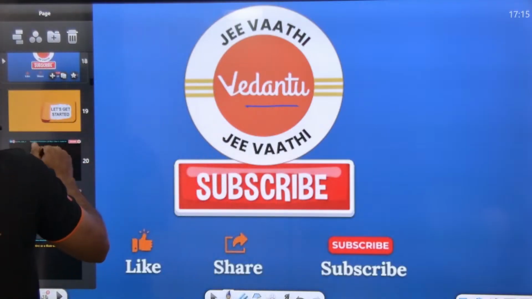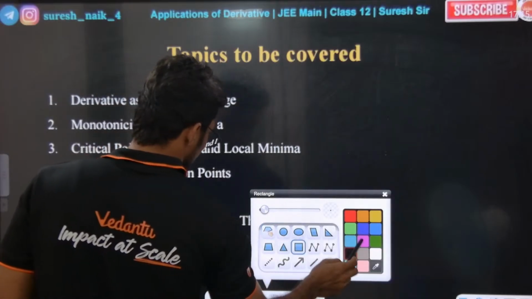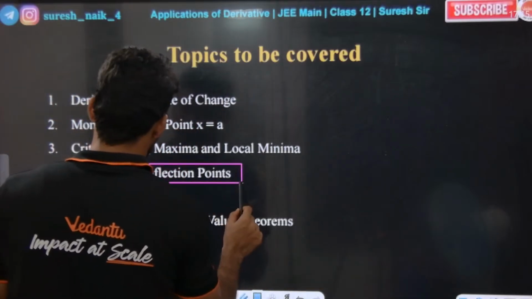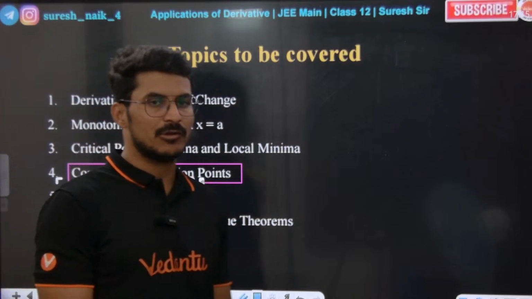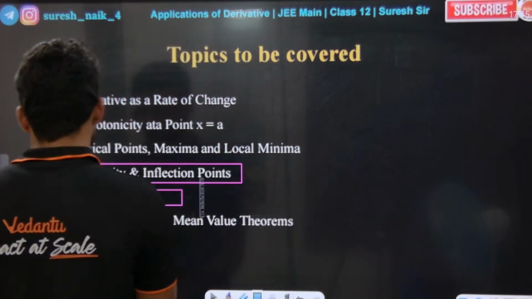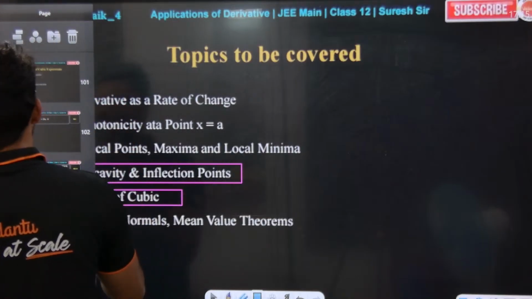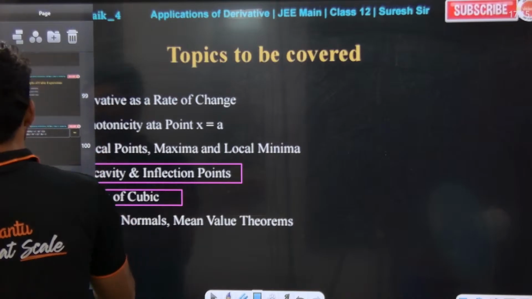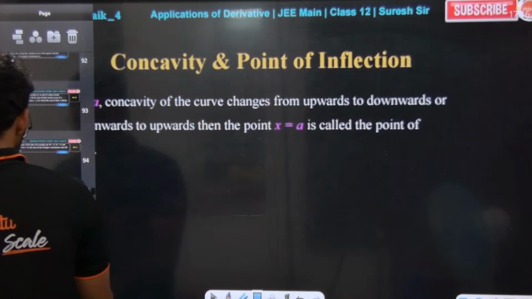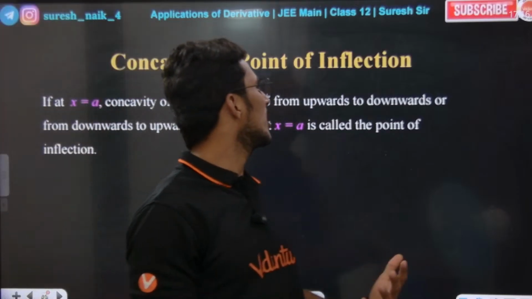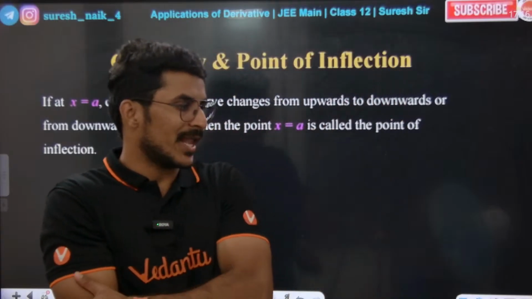And now, today I'm going to discuss concavity and inflection points and the graph of a cubic. After this, tangent, normal and mean value theorems we can discuss tomorrow. But today we'll look at concavity, inflection and the graph of a cubic. Very important: first, what do you mean by concavity and what do you mean by point of inflection? So let's get into the show.